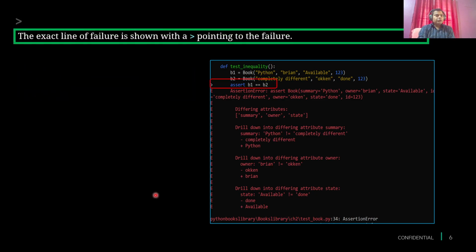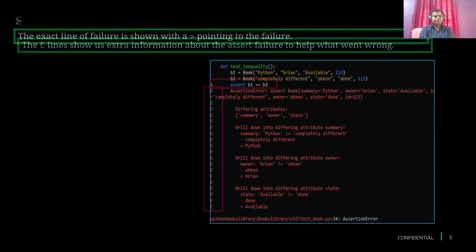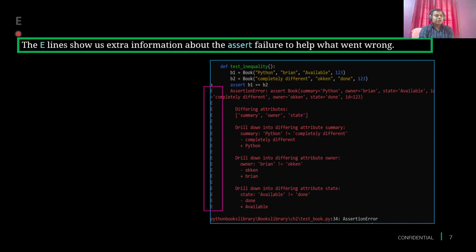The next thing we want to talk about today is the angular bracket. When we have lots of test cases and lots of output, we want to find out which exact assert statement failed. We just have to look for this angular bracket. It indicates that this was the particular line where our assertion failed. And the next and very important thing is the E. E marks the lines which have extra information about the assert failure, and it helps us for triage.